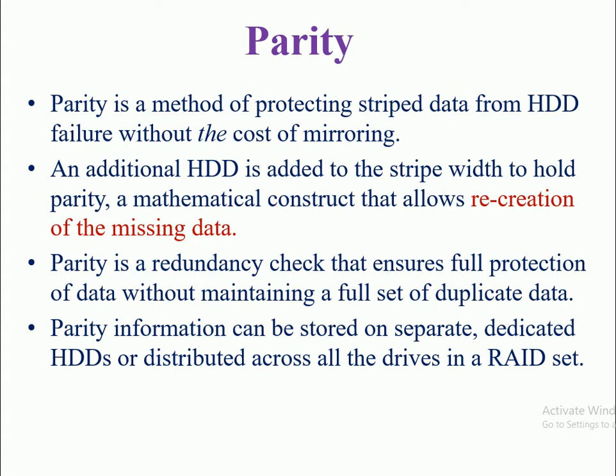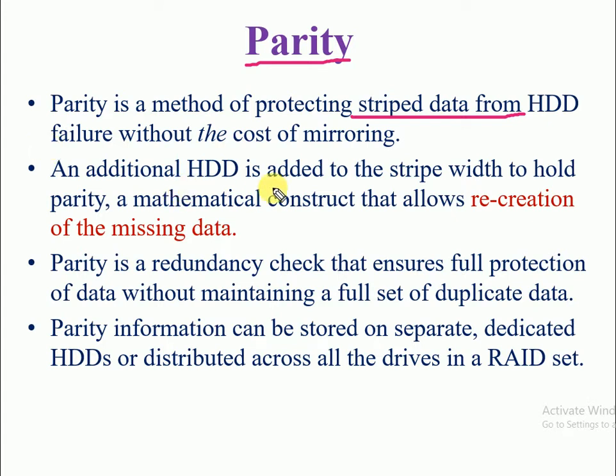Now the third point related to the RAID level is the parity. Third basis for defining RAID is parity. So parity is a method of protecting the data stored in the strip. That is, the protection of data when the hard disk drive fails, without the cost of mirroring. So some parity must be maintained to store or retrieve the data that is being lost during the failure of the hard disk drive.